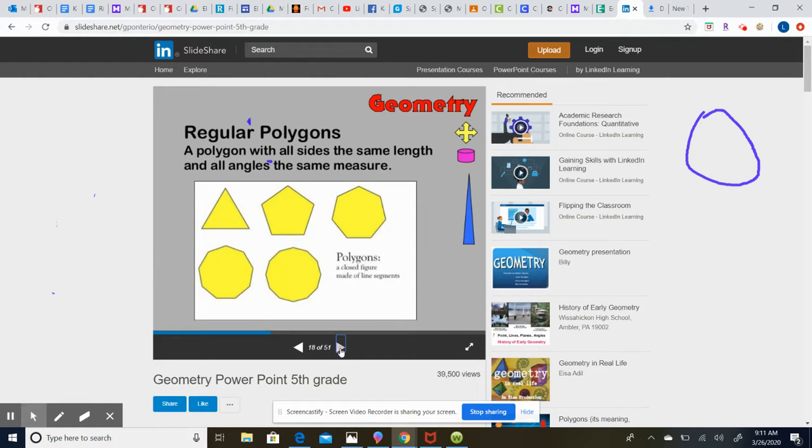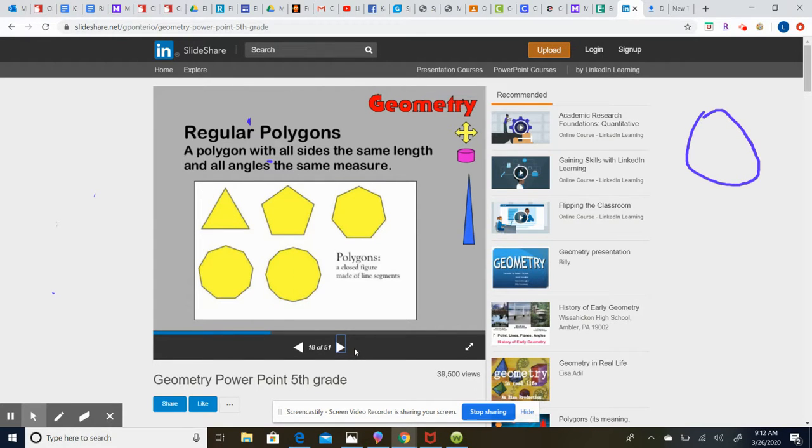Okay. So thinking about different types of polygons, these are regular polygons, a closed figure made of line segments, and all sides have the same length. So that shape I had drawn over here would not be a regular polygon, but it would be a polygon. So now a triangle, obviously 3 sides.